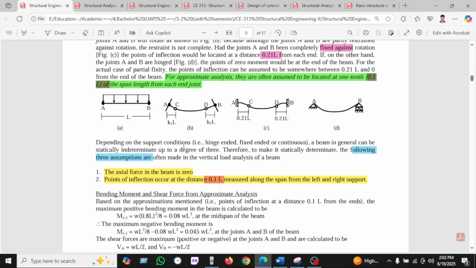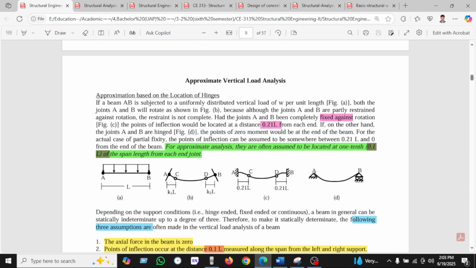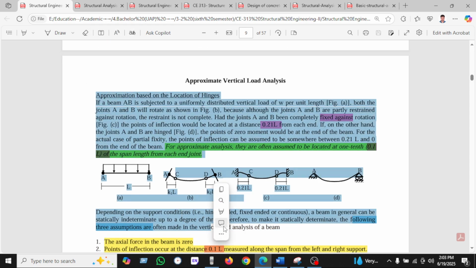Depending on the support condition, hinged, fixed or continuous, the beam can generally be statically indeterminate up to the degree of 3, and therefore, to make it statically determinate, the following three assumptions are often used in the vertical load analysis of a beam. One is that the axial force of the beam is 0. So we can see there is no axial force in the beam, and the point of inflection occurs at a distance of 0.1 L measured from the right and left supports. So these are our approximate locations of the hinge.